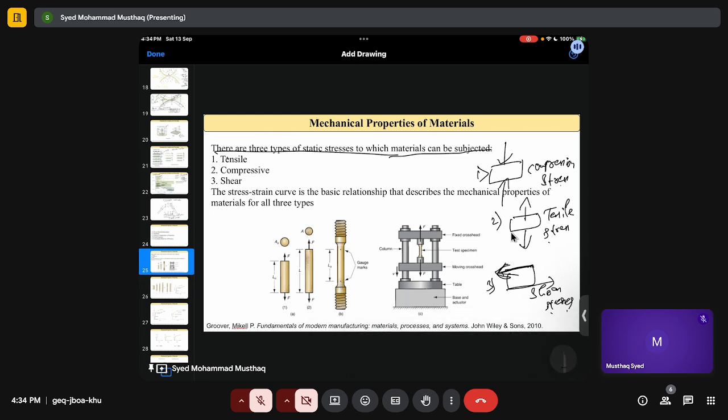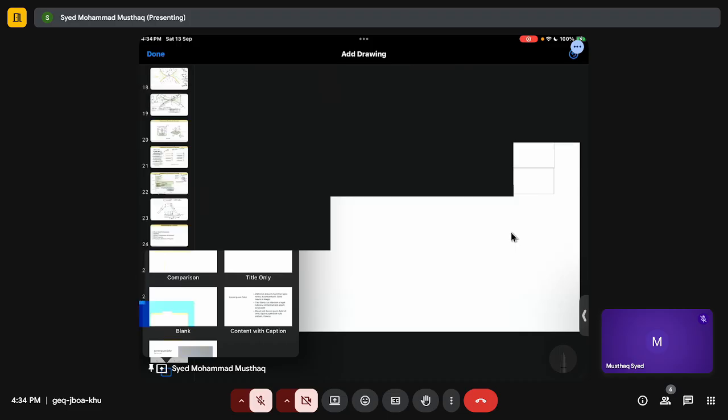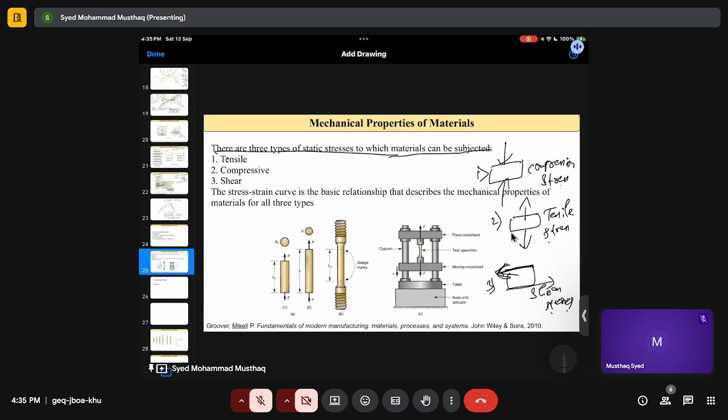And people will say, what happens if you apply a stress like this? It's simple, you just resolve it. One component will be my shear stress, and one more component will be my tensile stress. So everything can be resolved into these, right? So these are the three types of stresses that we can apply on any material.